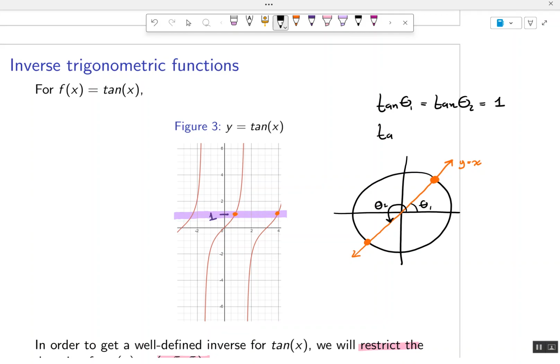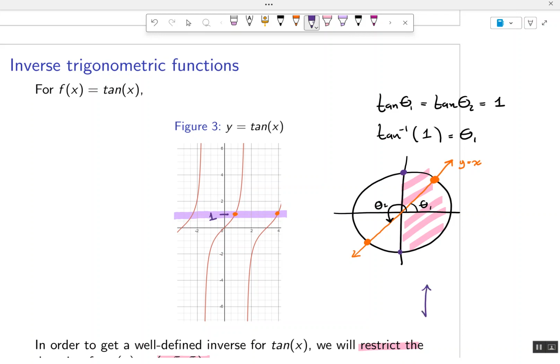So if I asked you, what is tangent inverse of 1, which means which angle has a tangent of 1, we want to be able to confidently say theta 1 only. And so just like the sine, we're going to take just the right half of the circle. But we run into a little bit of trouble because for this point and this point, there is no tangent.